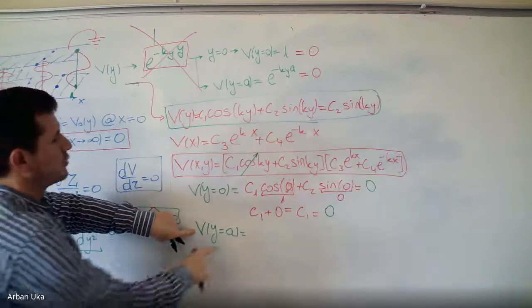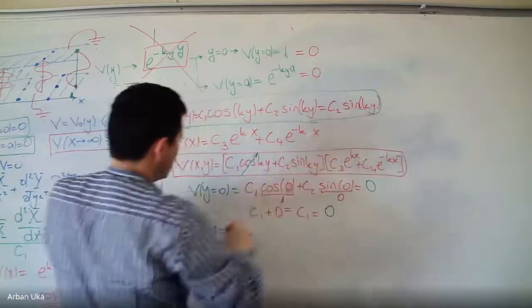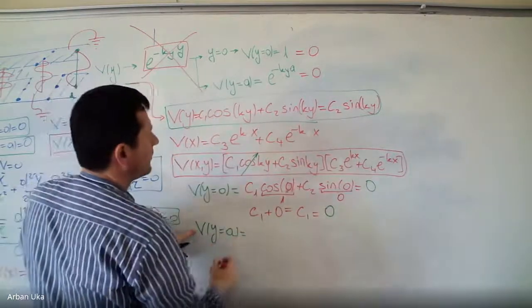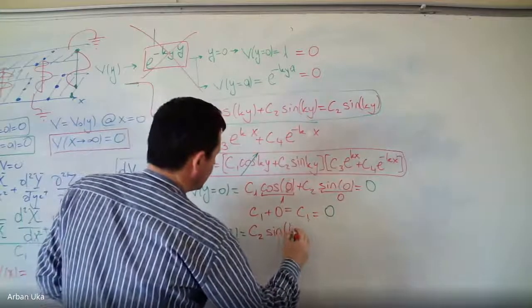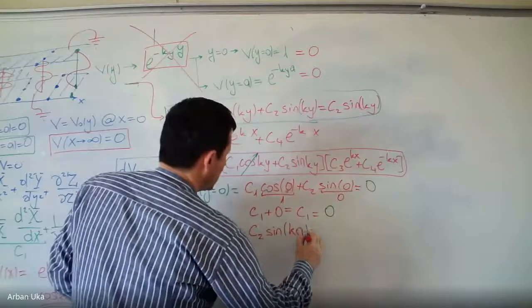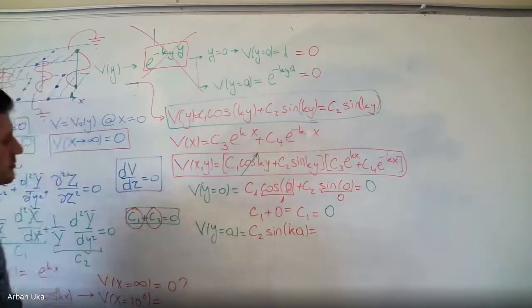Now substitute y equal to a. What should we write here? C2 sine ka. Ka, okay. What is this equal to?